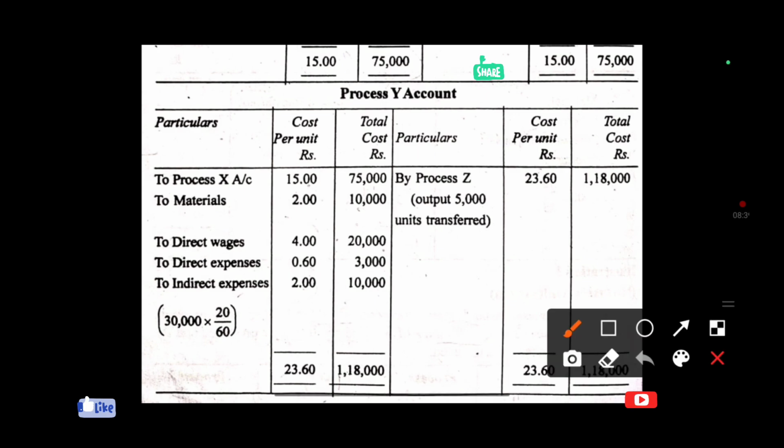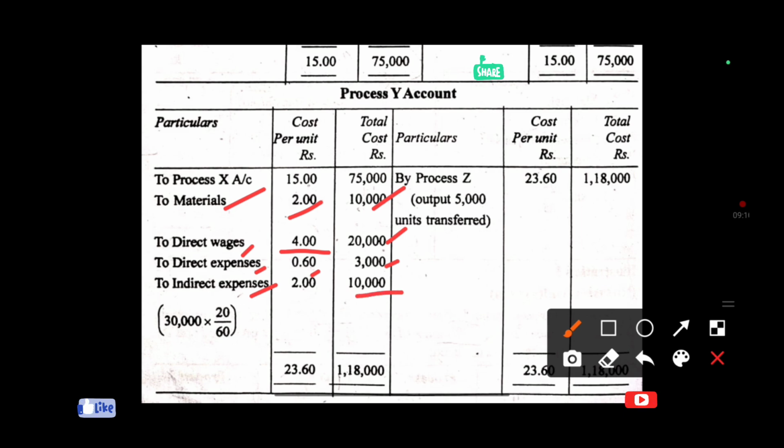So materials 10,000 rupees divided by 5,000, you will get 2 rupees cost per unit, direct wages 20,000, direct expenses 3,000 rupees. Then side by side we are going to calculate the cost per unit. 20,000 rupees divided by 5,000 units, you will get 4 rupees. 3,000 rupees divided by 5,000 units, you will get 60 paise.